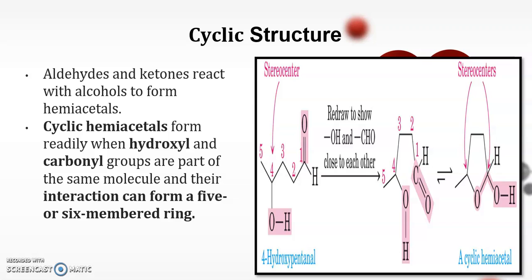Cyclic structure. Aldehydes and ketones react with alcohol to form hemiacetals. Cyclic hemiacetals form readily when hydroxyl and carbonyl groups are part of the same molecule, and their interaction can form a 5 or a 6-membered ring. For a 5-membered ring, the type of ring that will be formed is the furanose ring. For a 6-membered ring, the type of ring that will be formed is the pyranose ring.